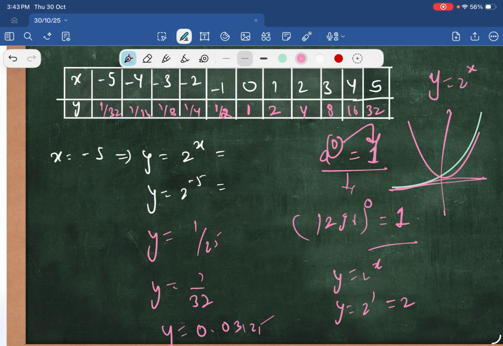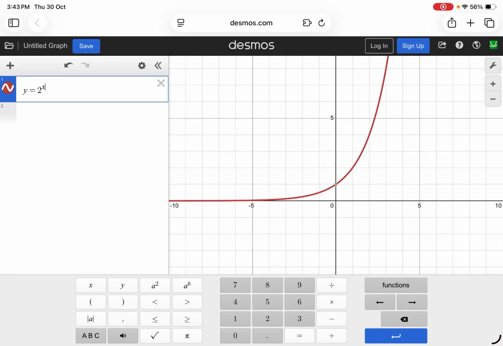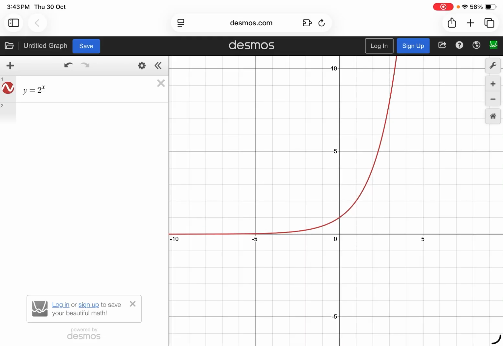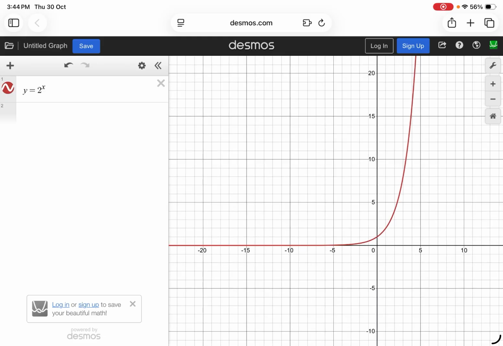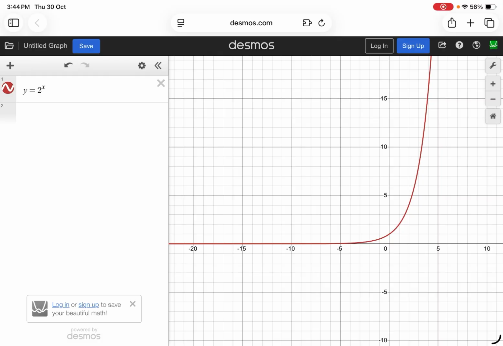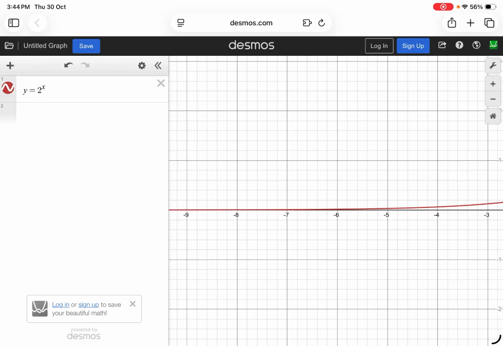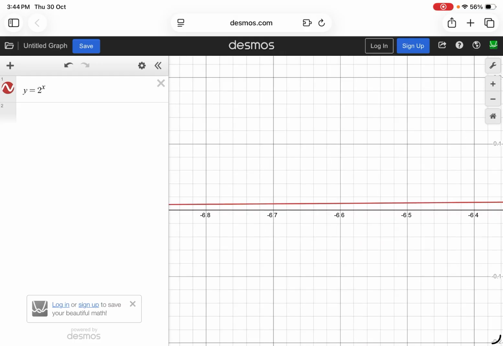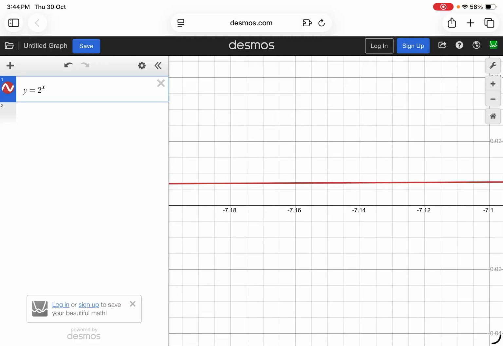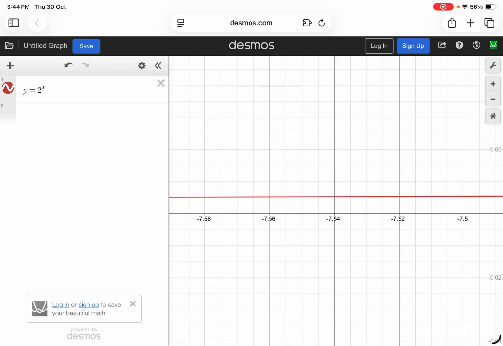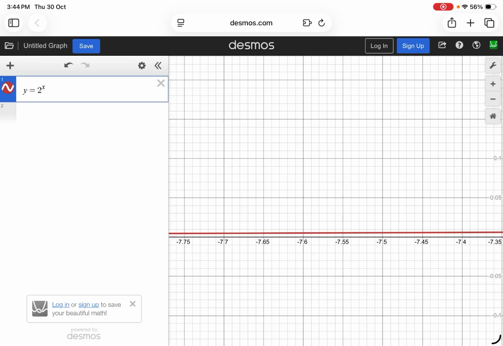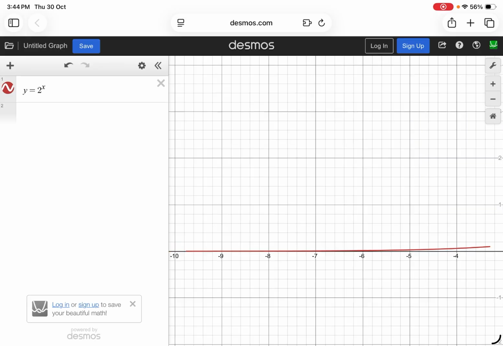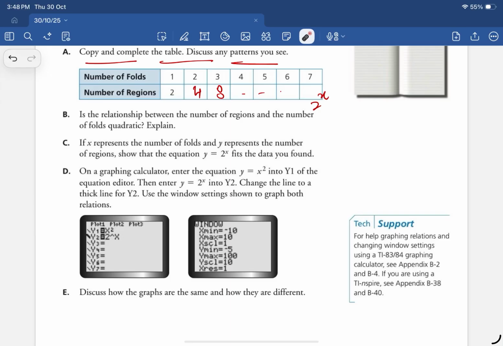So let's check on Desmos. Yes, this one is the graph of y is equal to 2 to the power x, and it will look like this. If we zoom in, this graph is never going to meet the x-axis. Check it. So there is no intercept on the x-axis for this graph. And now for the D and E parts, we just have to compare the graph of y is equal to x square and y is equal to 2 to the power x, as we learned in the F part.